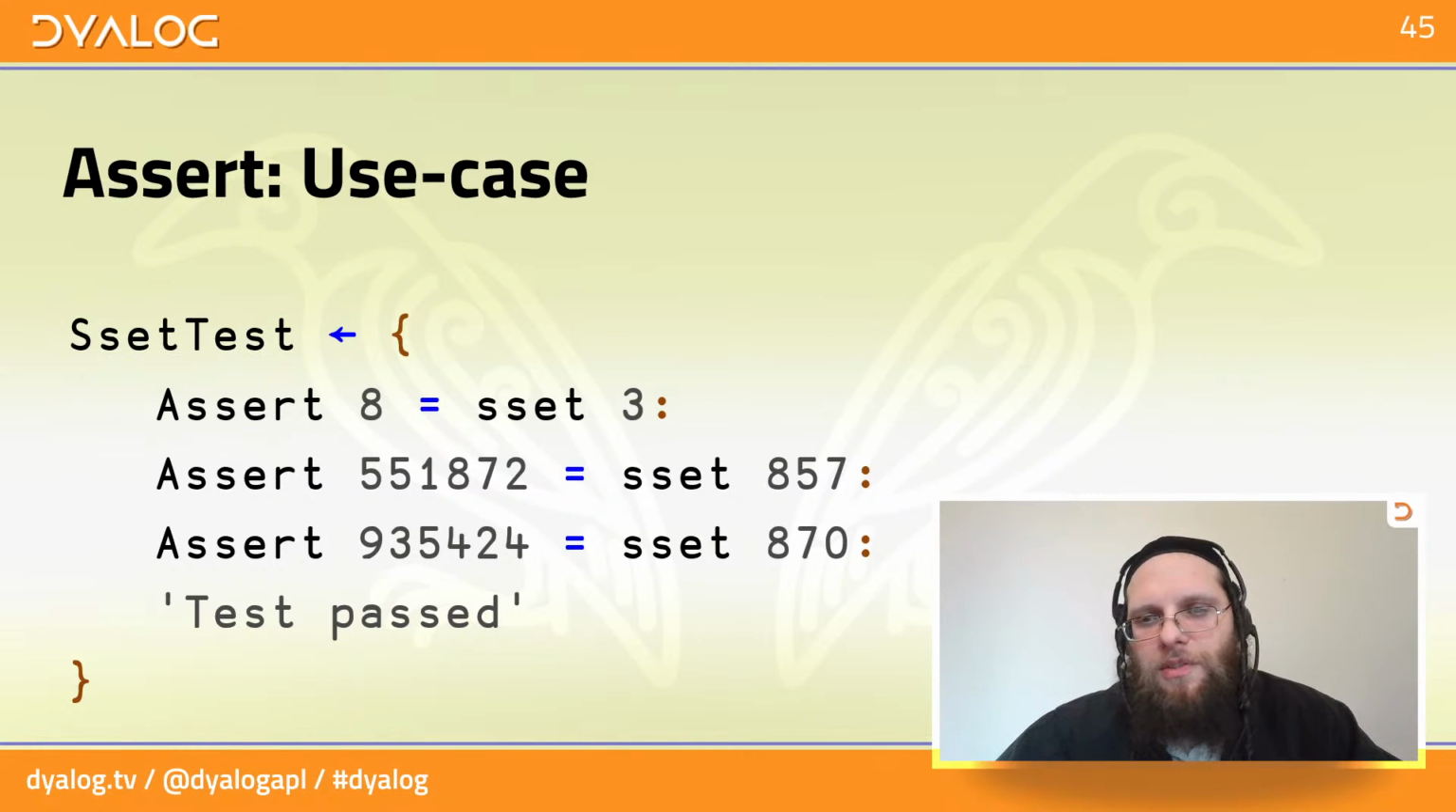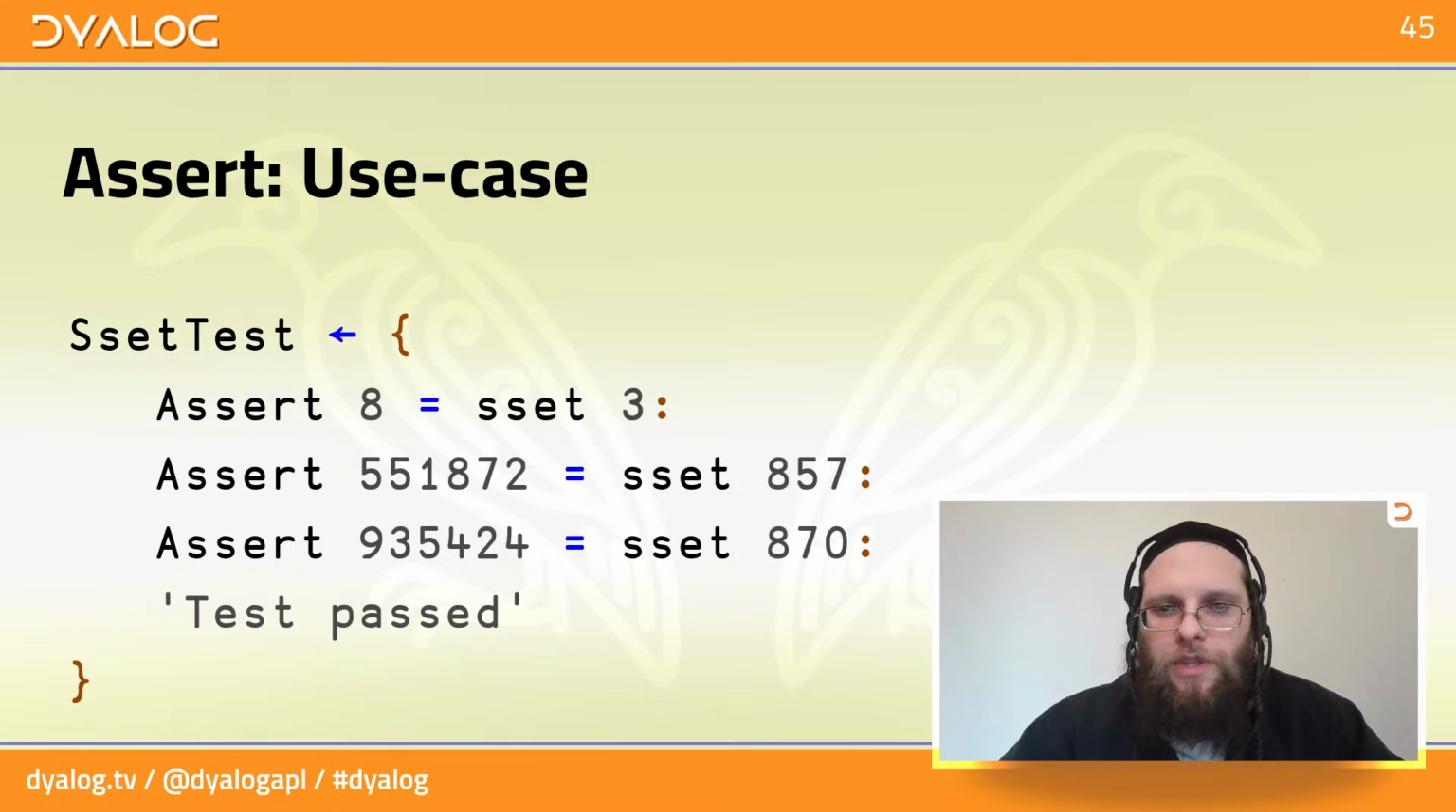This isn't special dfn syntax. This is just normal dfn guards. And it says, right, assert that 8 equals Assert 3. And then, if that holds, colon, continue with this, and then assert the next thing. And if all the things hold true, then the function returns test passed.